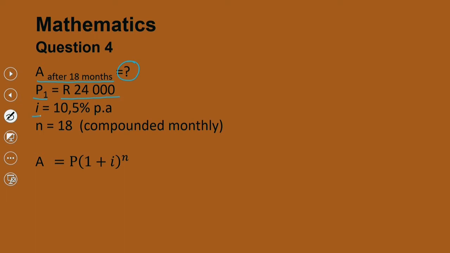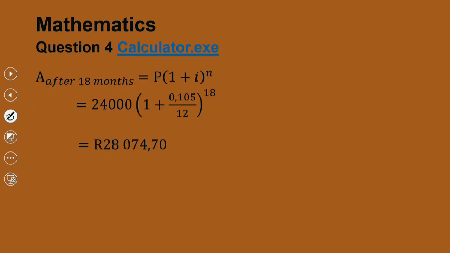We have been given I as 10.5% per annum. And then n is equal to 18, compounded monthly. Right. Now, let us do our calculations. I want you to pay attention, very important. What you can do, first of all, is into the formula that we are using, which is the compound formula, is this one.